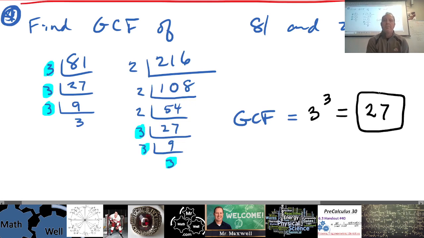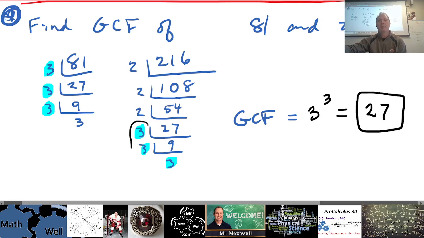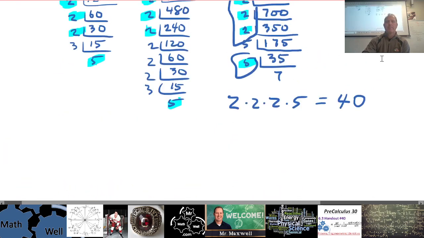All right, so prime factor method there. Get it down to prime factors. Circle the ones that are common to both. Highlight the ones that are common to both, and then just multiply those ones you highlighted together. 27. All right. Any questions?